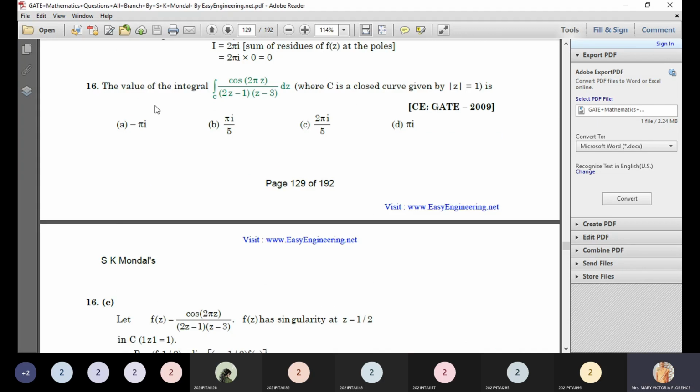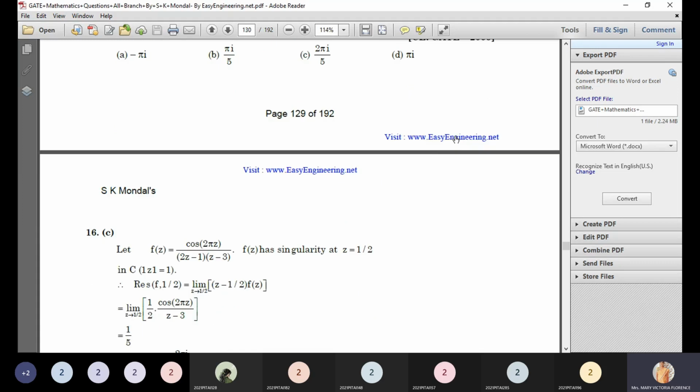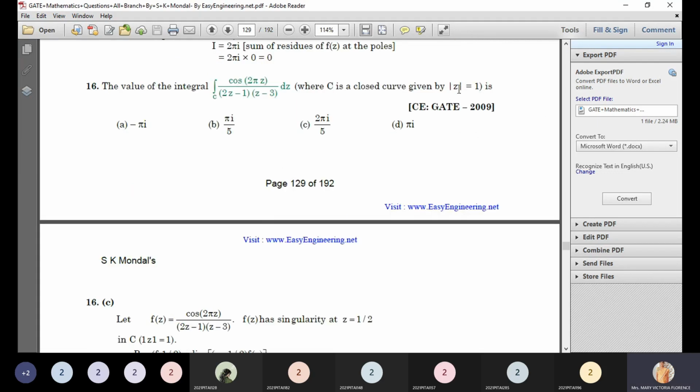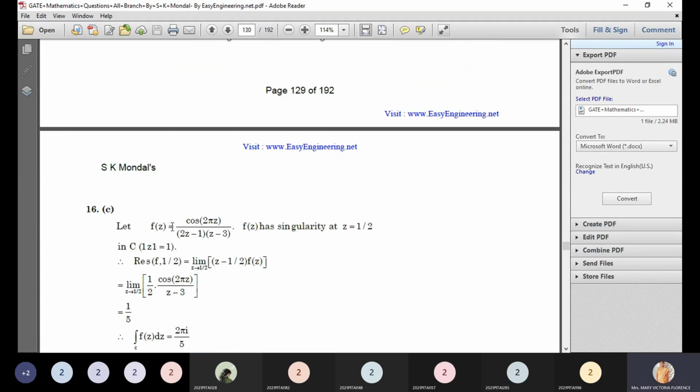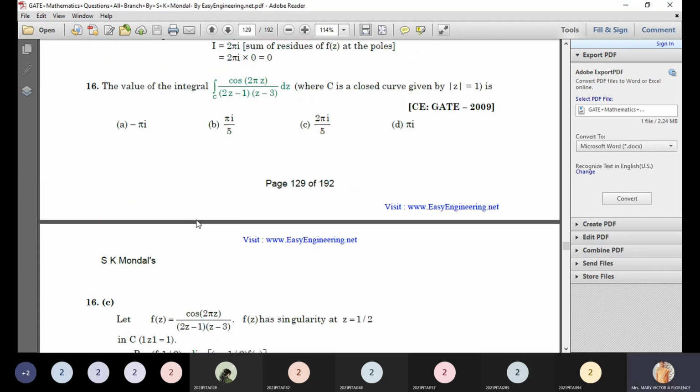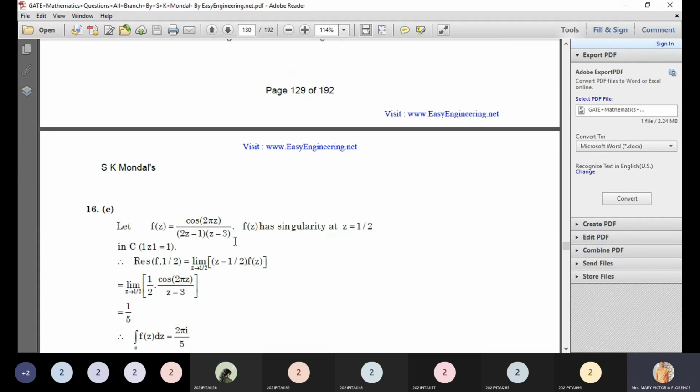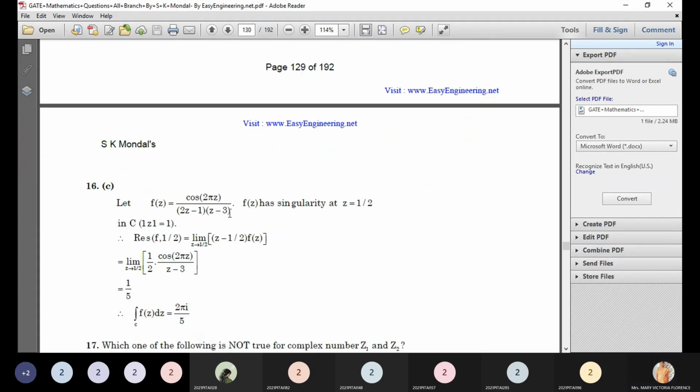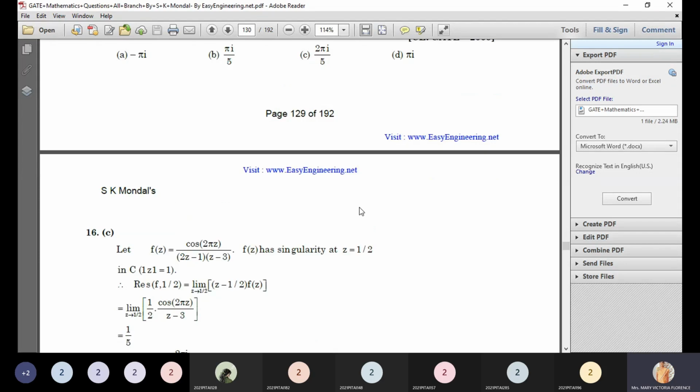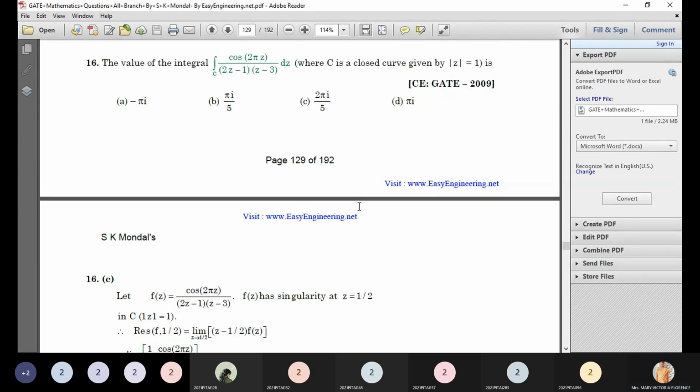Now, we have to find the value of this integral in the curve mod z equal to 1. Mod z equal to 1 means z is a circle with center 0 and radius 1. Mod z can be written as mod z minus 0 equal to 1. So f(z) equal to cos 2 pi z by (2z minus 1)(z minus 3). f(z) has a singularity at z equal to 1 by 2.